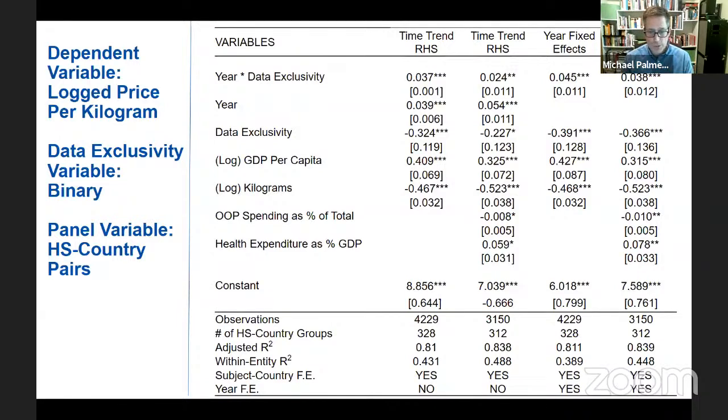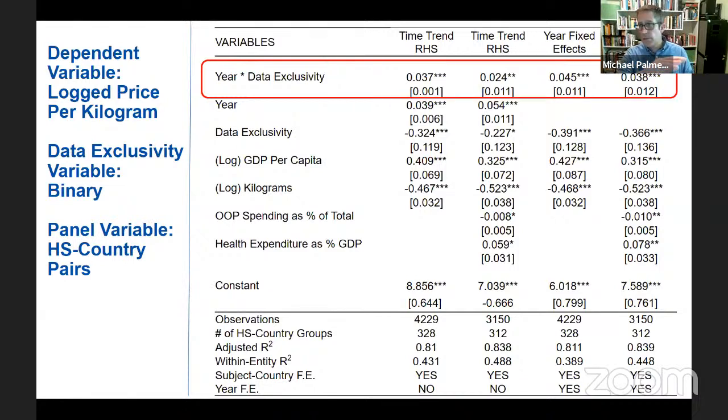This first set of regressions, I use a dummy variable to indicate whether a country had data exclusivity in a given year. There's going to be a second set of regressions I'll touch on briefly that considers differing levels, differing strengths of data protection. But for now, we're just looking at whether or not a country had it in their laws or not. And the most important things in this table are the coefficients on the variable year times data exclusivity. This shows the difference in the rate at which pharmaceutical prices per kilogram changed in countries that had data exclusivity relative to those that did not.